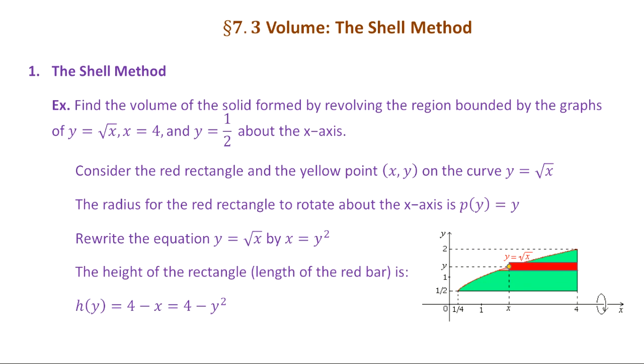So the height or the length of this rectangle is just 4 minus x. But you can rewrite the equation y equals square root of x as x equals y squared when you square both sides. So 4 minus x is just 4 minus y squared, because the yellow point is on the curve y equals square root of x. That's why you can rewrite it this way. So we get both p of y and h of y that we can plug into the formula to integrate.